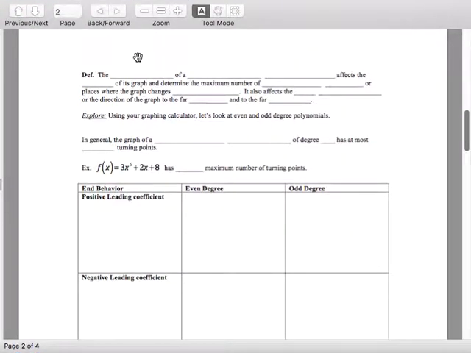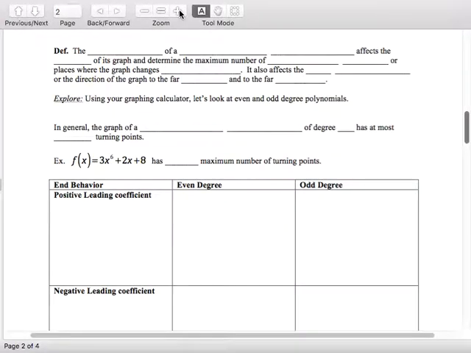All right, here we go. We're on the back, and we're ready for some more definitions. Now we have to graph.